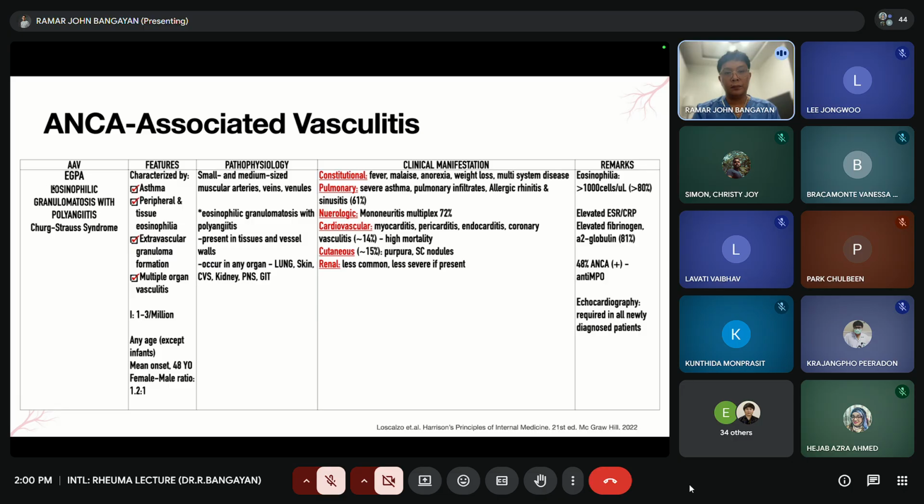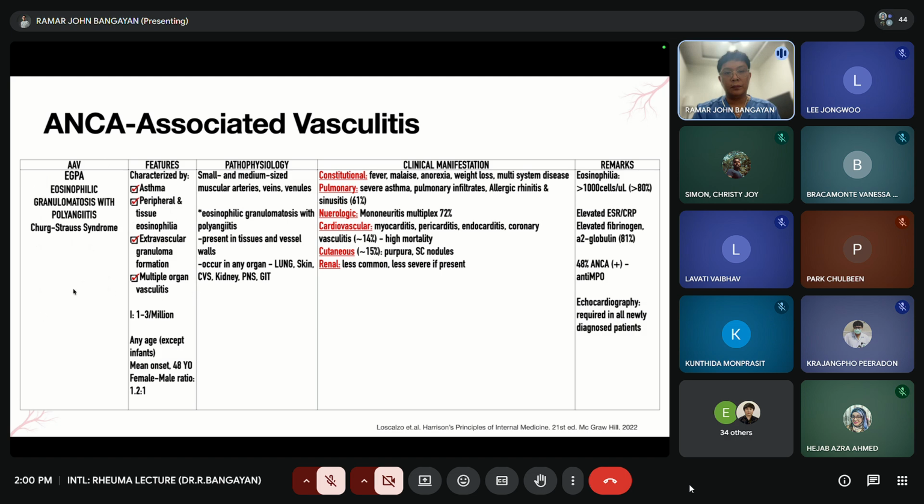Why? Because it's eosinophils that infiltrate your tissues, right? So, why is it eosinophils? What's the importance of eosinophils in the body? So, remember that this is characterized by asthma, peripheral and tissue eosinophilia, extravascular granuloma formation, and multiple organ vasculitis. So, it is related to hypersensitivity. And you know that in hypersensitivity, it's the eosinophils that are elevated.